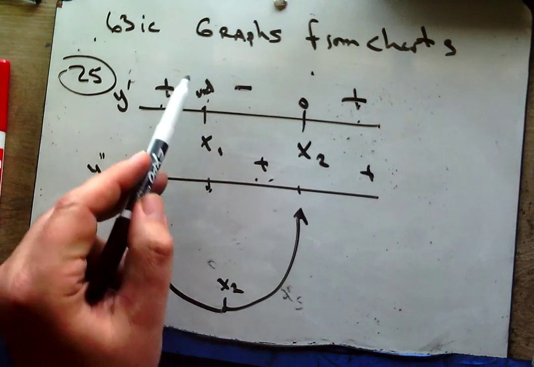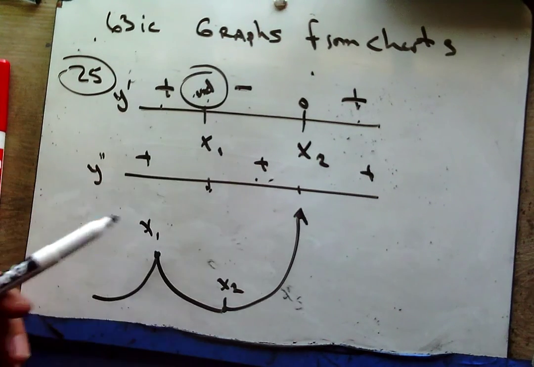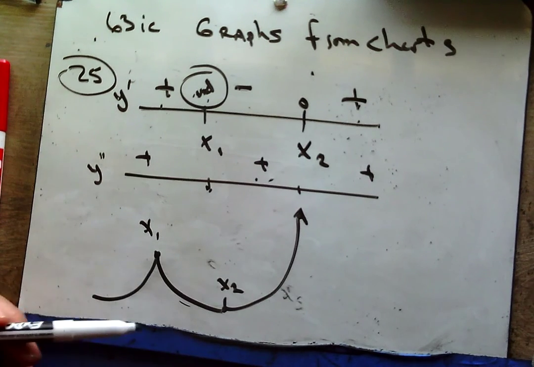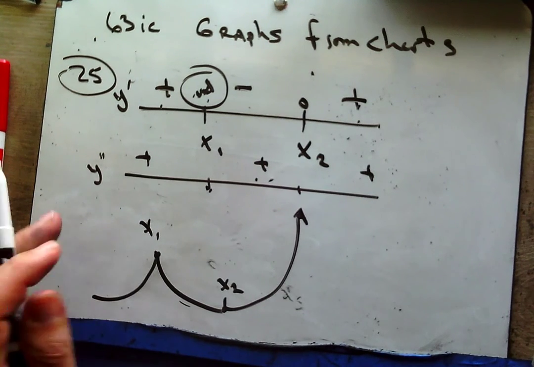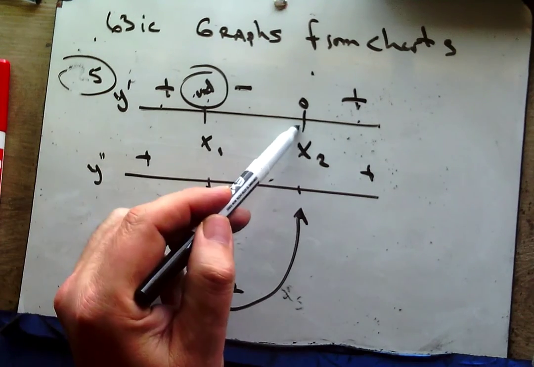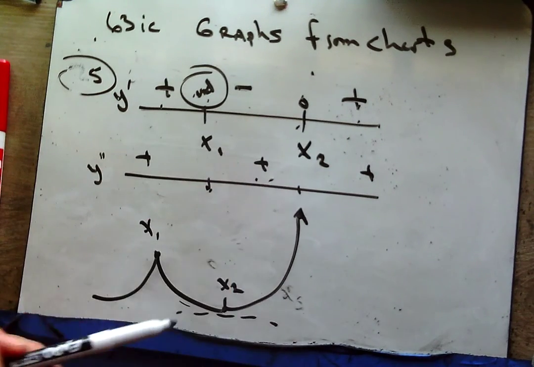Hey, you want to know why y prime was undefined? Because the limit of the slopes from both sides were not equal to each other. There's 25. Do we have a zero slope at x sub 2? Yes, we have a zero slope at x sub 2.